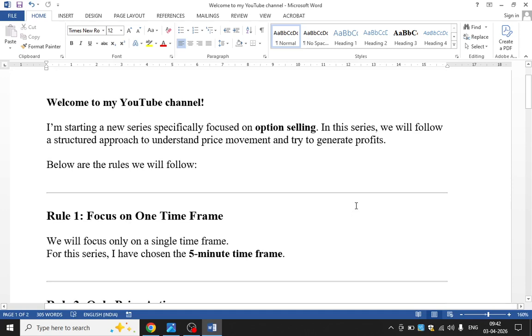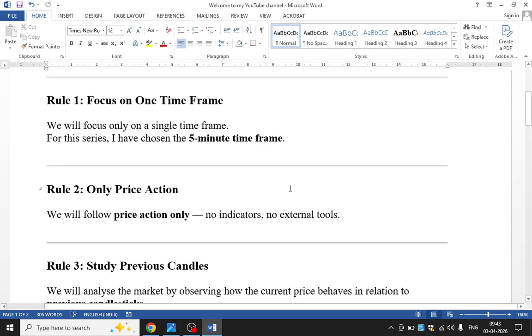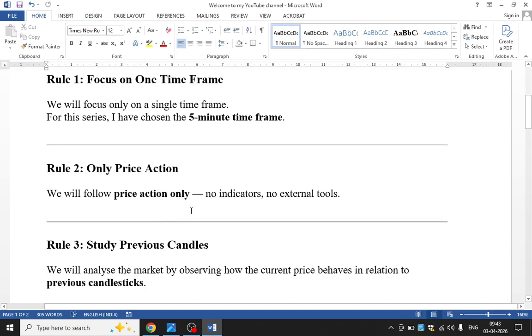So these are the basic rules which we are going to follow. The first rule is we are going to focus only on one time frame. For this I have chosen the 5-minute time frame. And for rule number 2, only price action. We are going to follow only price action, no indicators, no external tools.